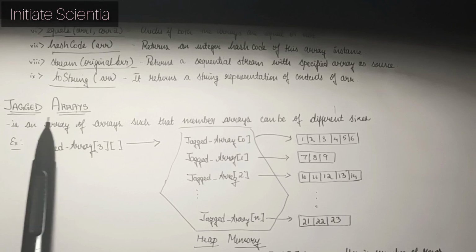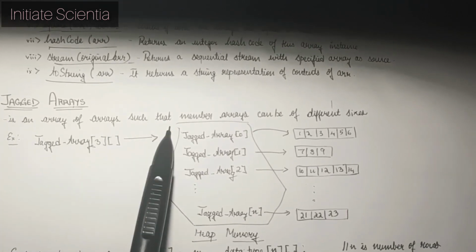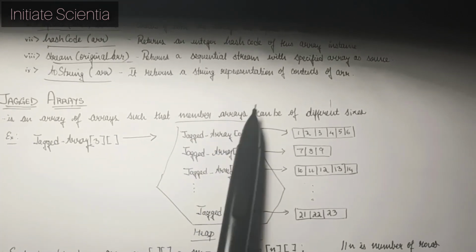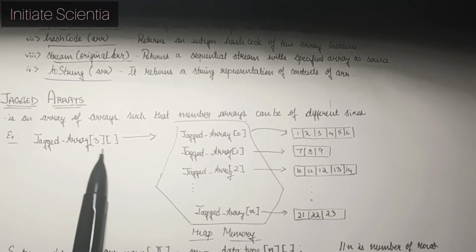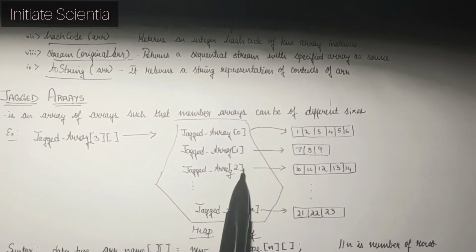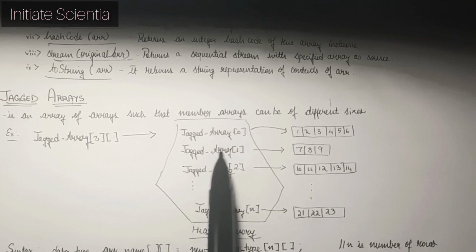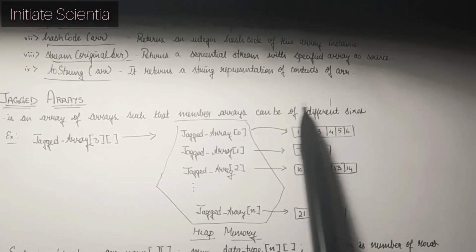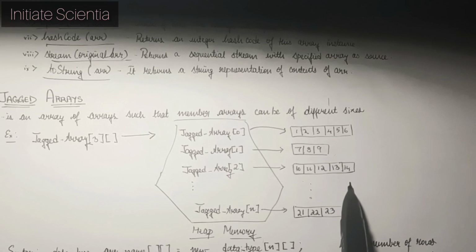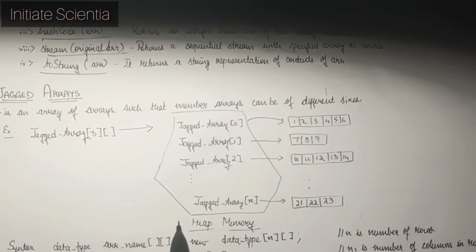Next, jagged arrays. This is an array of arrays such that member arrays can be of different sizes. Now, a jagged array gives this: jagged array 0, jagged array 1, jagged array 2, and so on, jagged array n, and each of these arrays can be of any length, and it uses heap memory.